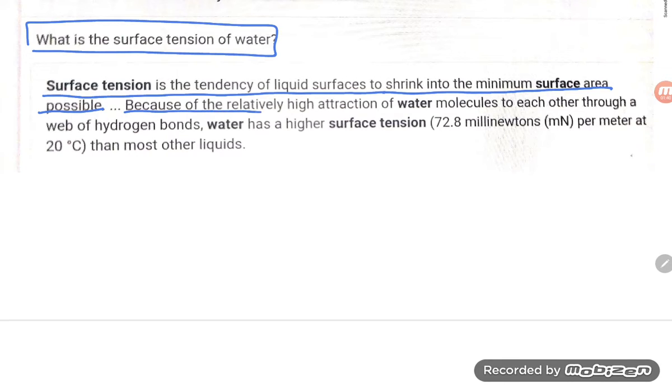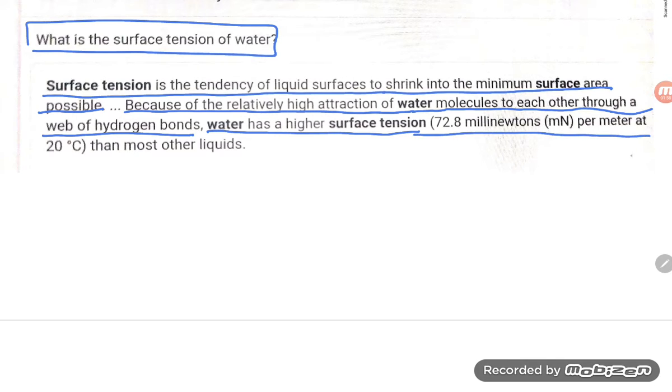Because of the relatively high attraction of water molecules to each other through hydrogen bonds, water has a higher surface tension, 72.8 newtons per meter at 20 degrees Celsius, higher than most other liquids. So surface tension also keeps the size of the drops very small.